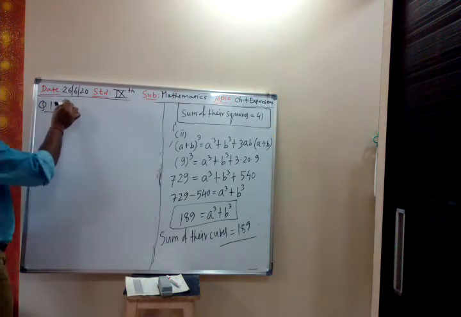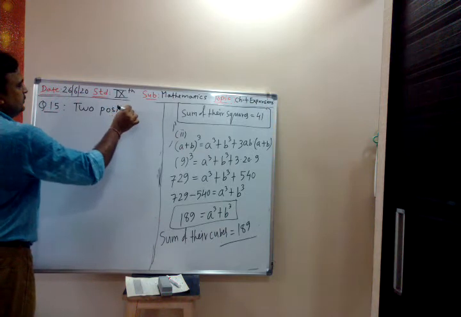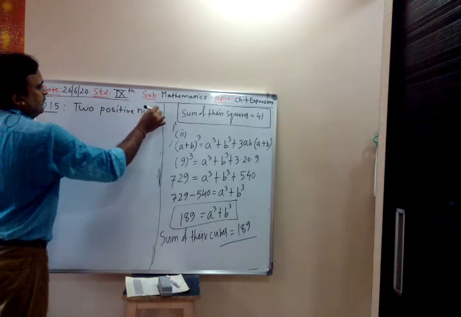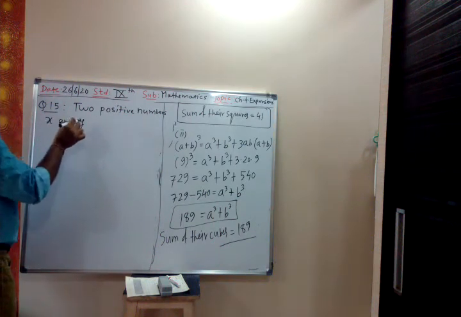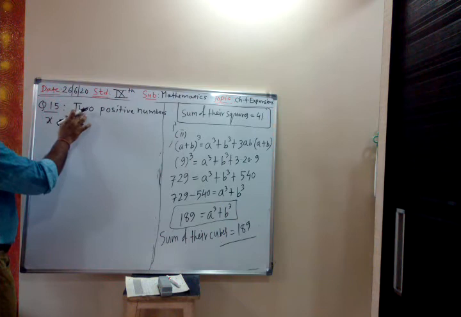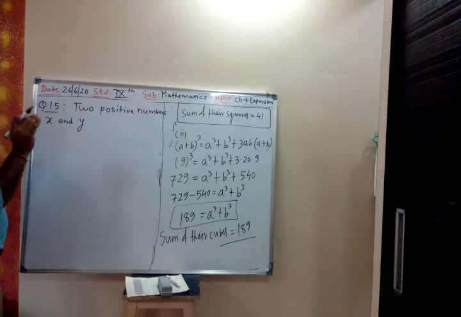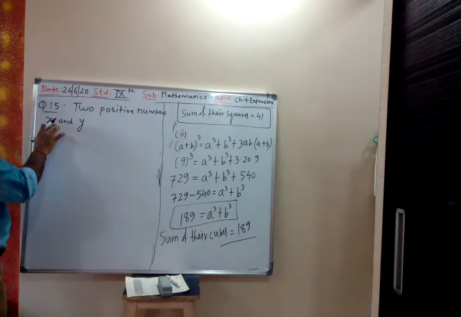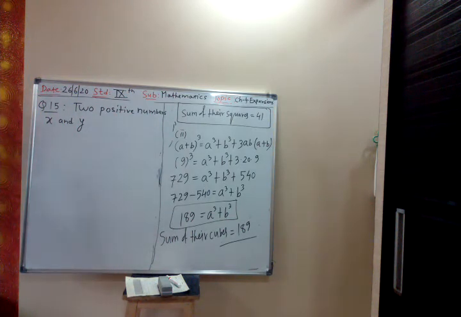Two positive numbers x and y. Now in this we are given two numbers x and y. In question number 14 numbers were not given, so I considered a and b. But in this question it is already given two positive numbers, means x is positive, y is positive, both are greater than 0. So x will never be negative, y will never be negative.